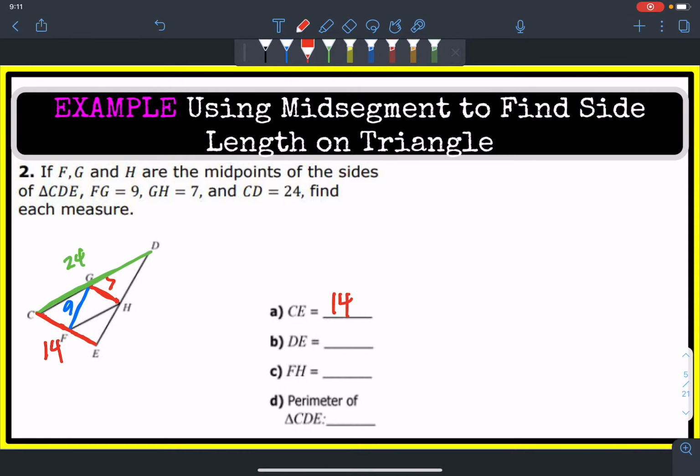The distance from D to E is this distance right here, which is again parallel to this blue side. So color coordinating this with the parallel side of 9. Again, 9 is half of the distance from D to E. So multiply 9 by 2, 18, gives us the distance from D to E.